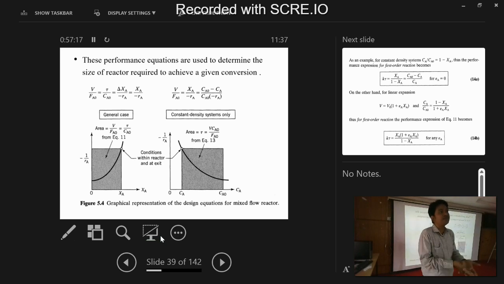For example, in the same CSTR, if it is given in terms of concentration, you need to draw minus 1 by RA versus concentration and find the area. That area is tau. Tau is nothing but V into CA naught by FA naught, as already told, because tau is V by nu naught, and FA naught is equal to nu naught into CA naught.